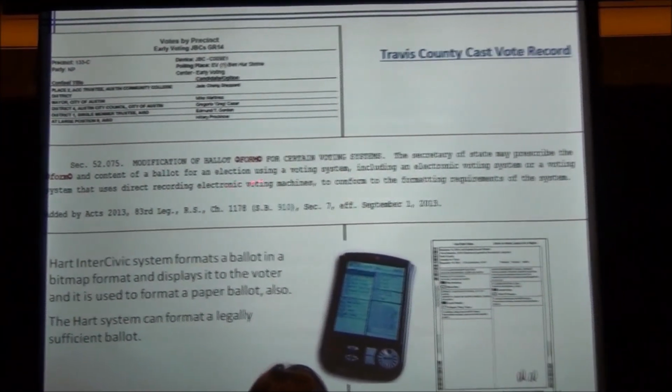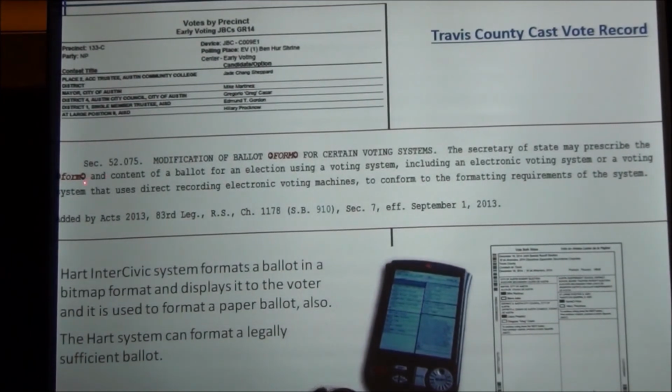Yeah, okay. Alrighty, so there is a statute that talks about modification of the ballot form for certain voting systems. It says that the Secretary of State may prescribe the form and content of a ballot for an electronic voting system, including electronic voting or a DRE, to conform to the formatting requirements of the system. So the Secretary of State says, I can call that cast vote record a ballot because of this statute. And we say no, because the system can format it. You can only do that if it can't. We see it when we vote. It can format it, so you're not telling the truth, Secretary of State. It can format it. Okay?